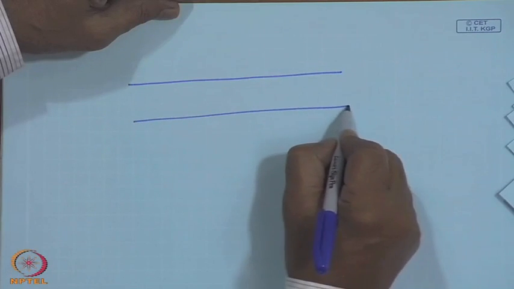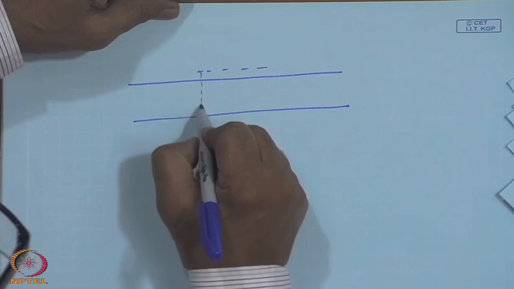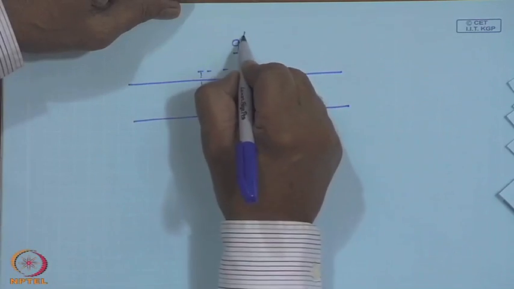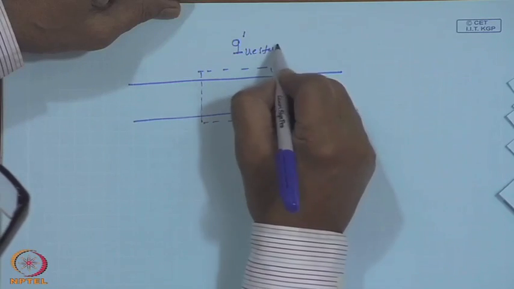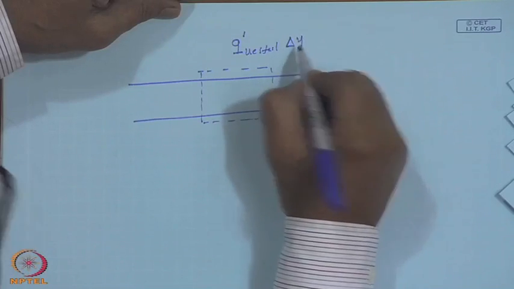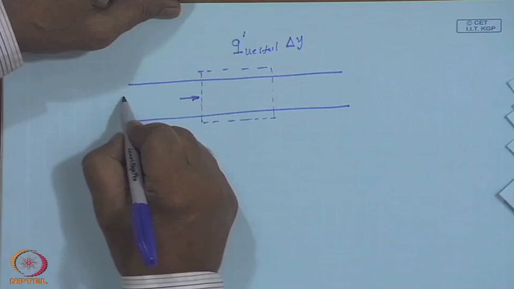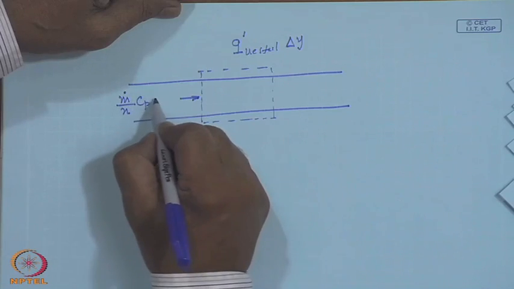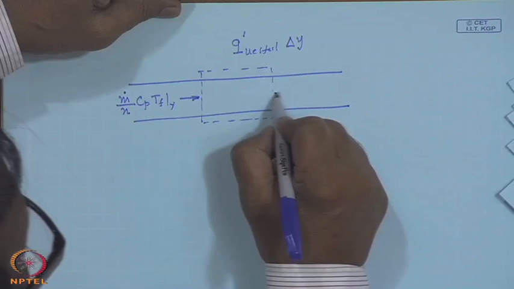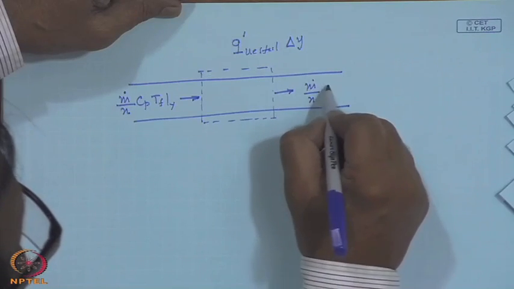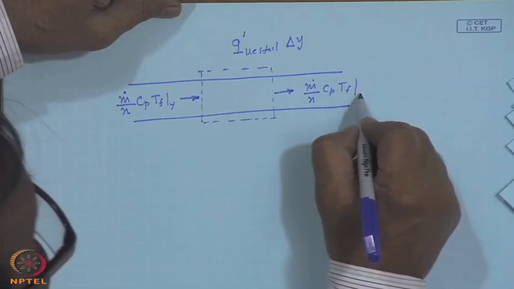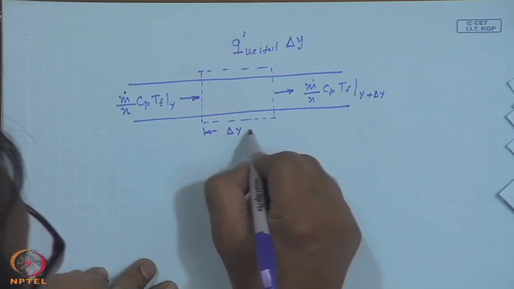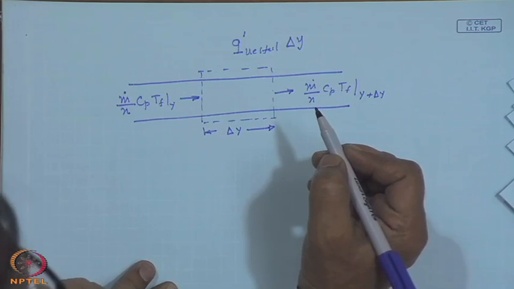So, we consider the tube, again take a control element of length delta y now. So, this will receive q dashed useful times delta y. What gets in is mass flow rate divided by the number of tubes multiplied by specific heat and the fluid temperature at y. What gets out is m dot by n C p and T f at y plus delta y, and this is the delta y elemental length in the direction of the flow inside the tube.